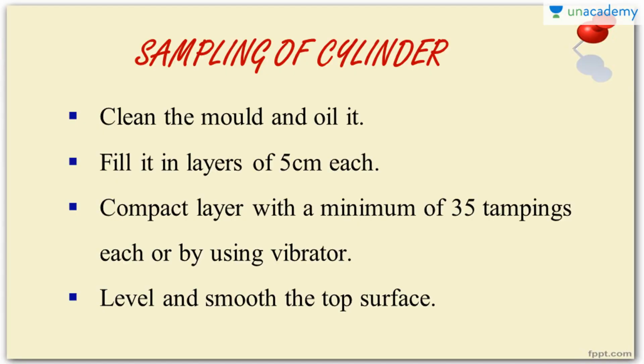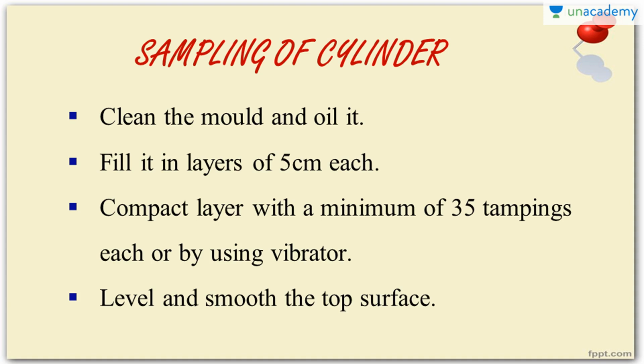Now let's move on to the sampling of the cylinder. First and foremost, take the cylinder molds. Clean them nicely and check the nuts and bolts of the cylinder, whether they are really fitting, and there should not be any voids between the junctures of the cylinder. So first check the cylinder with all those nuts and bolts. After that, if you're satisfied with it, clean it thoroughly, and then dry it by wiping with a cloth, and then apply mold oil or any kind of oil to it. That's it. Clean the mold thoroughly and oil it.